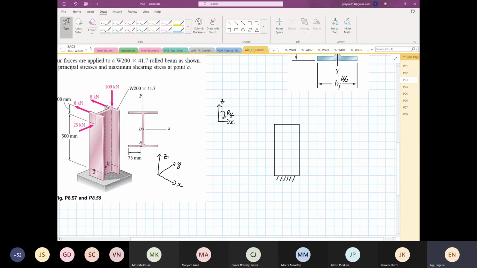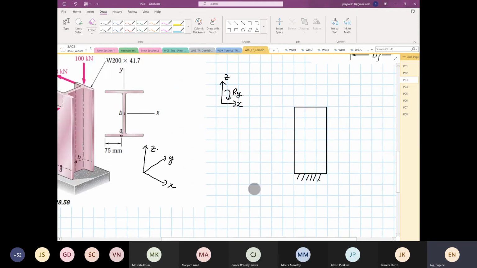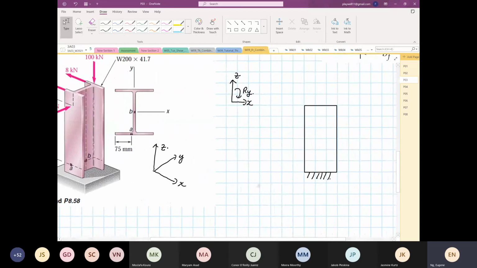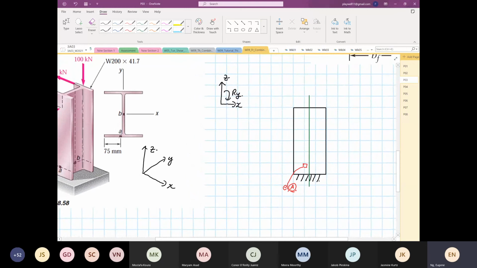Okay, so I'm going to draw where my element A is. I'm just going to put it somewhere around. So this is my element A. Then, as usual, I'm going to insert our neutral axis. Right, so that's my neutral axis, and the point element A is 75 from one end.